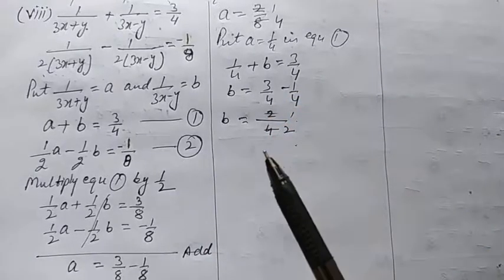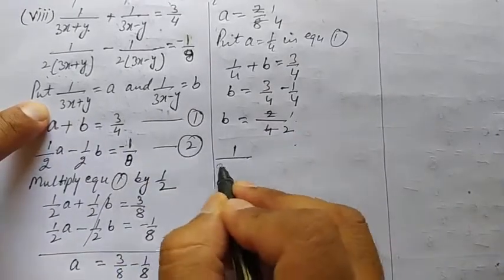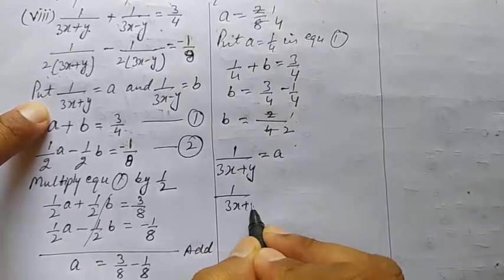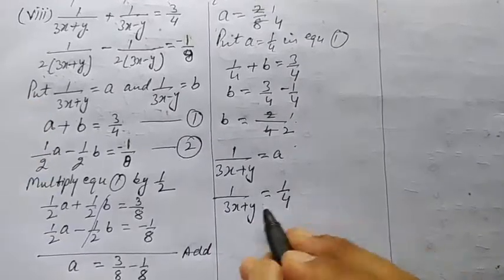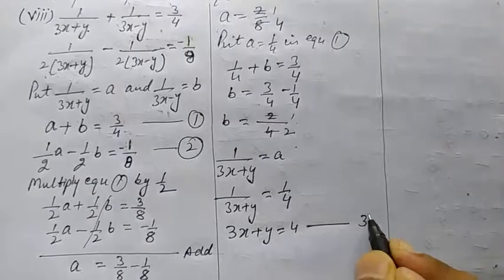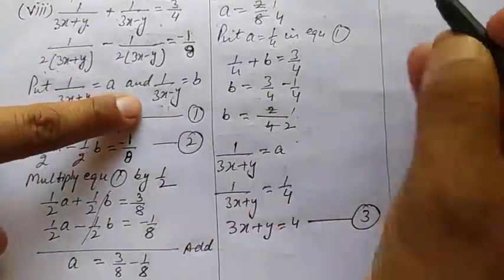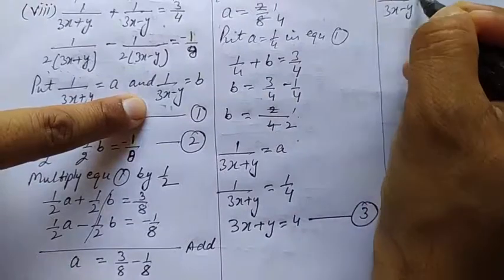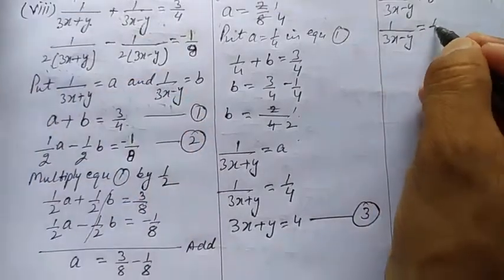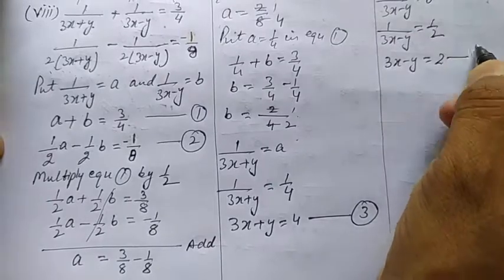But we are to find the value of x and y, so we will go here. First, 1 over 3x plus y is a. So 1 over 3x plus y is a, which is here 1 by 4. Now we'll cross multiply this. So it becomes 3x plus y is 4. This will be our third equation. Now from here, 1 over 3x minus y is b. So it means 1 over 3x minus y as b, and b is here 1 by 2. If I cross multiply, it becomes 3x minus y is equal to 2. This is our fourth equation.